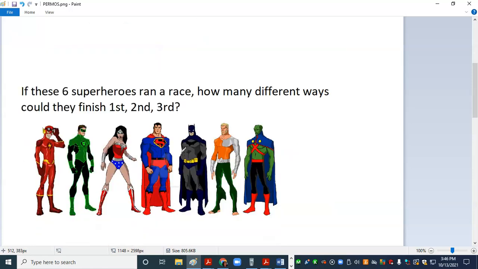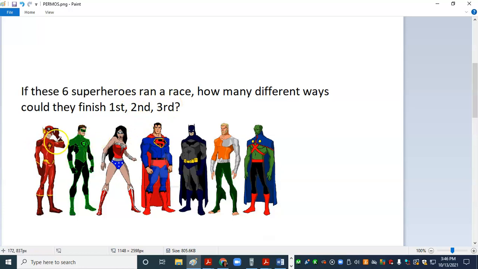So here's an example. I'm going to use superheroes again, but I'm going to use the DC ones this time. If these 6 superheroes ran a race, how many different ways could the top 3 finish? First, second, and third. Right?